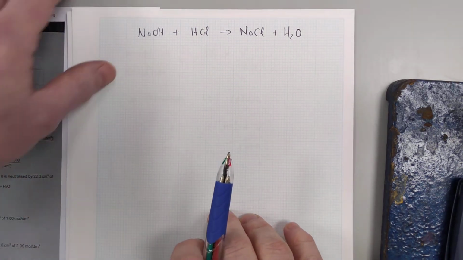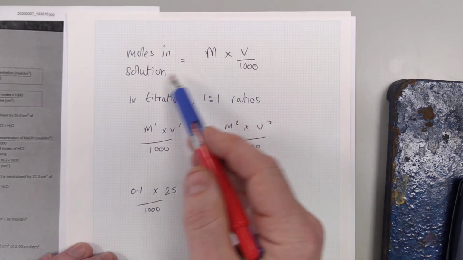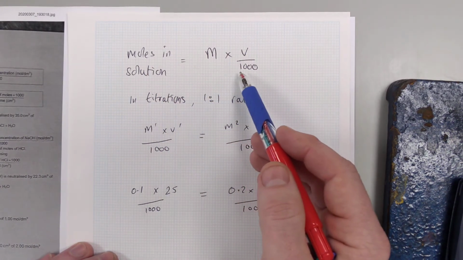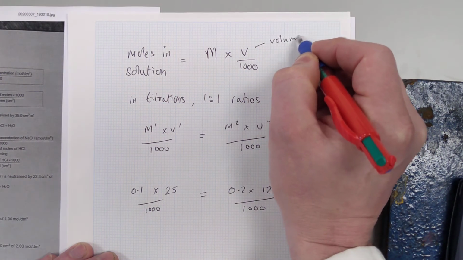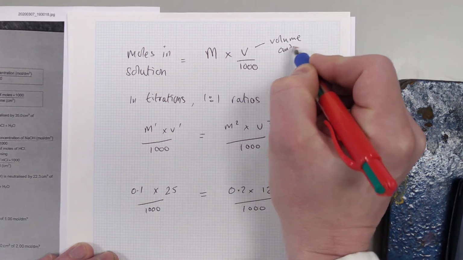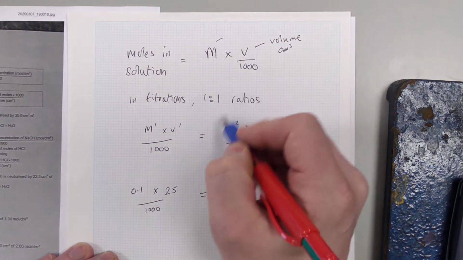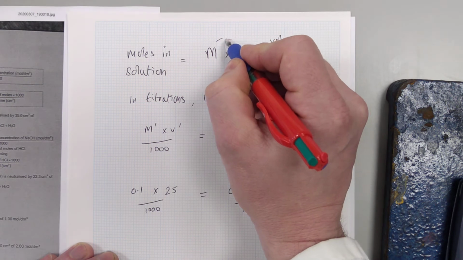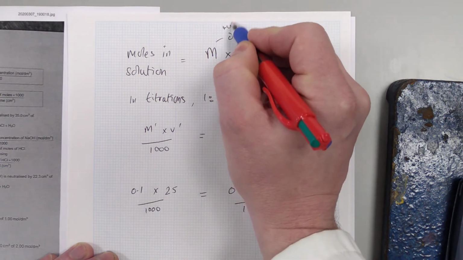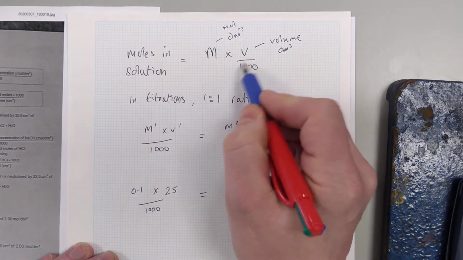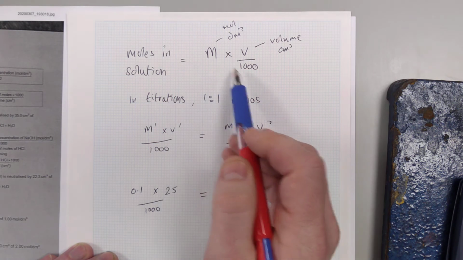Now to calculate moles in solution, we use this equation. Moles in solution is equal to M times V over 1,000. The V is the volume, but the volume is always reported in cubic centimetres. M is the molarity, sometimes written down as concentration, but that is in moles per decimetre cubed. That's why we have to divide by 1,000. But anyway, we've got the moles in solution, M times V over 1,000.